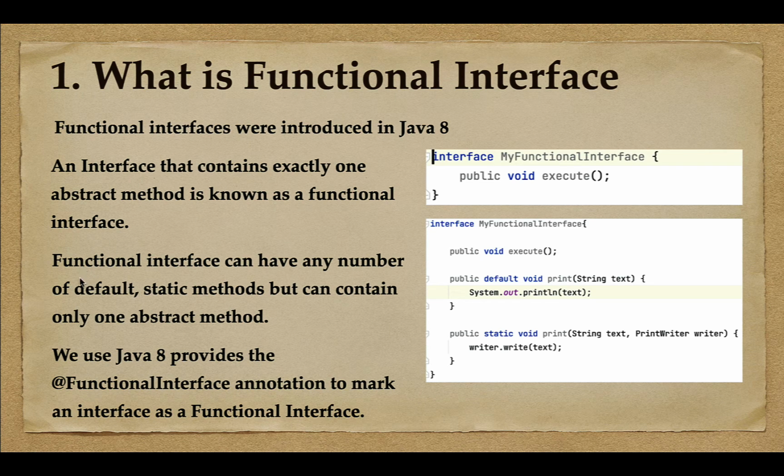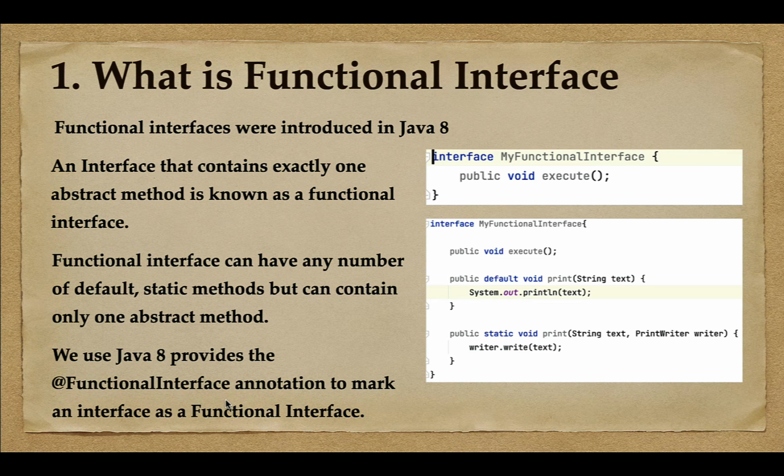Just remember, a functional interface is an interface that contains exactly one abstract method. A functional interface can have any number of default and static methods but can contain only one abstract method. Consider the code snippet again. MyFunctionalInterface contains default and static methods, but it contains exactly one abstract method, that is the execute method. So this is a valid functional interface. We can use the Java 8 provided @FunctionalInterface annotation to mark an interface as a functional interface.